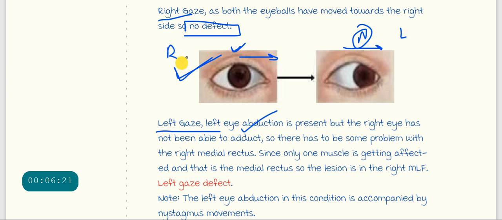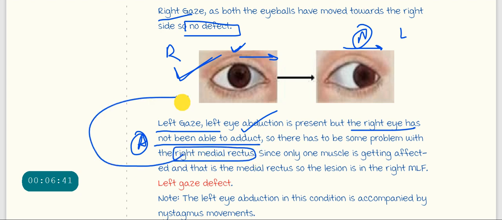Now the right eye has not been able to adduct, so here is an abnormality in the right eye. Okay, so in which muscle would there be a palsy or a problem? There would be right medial rectus muscle palsy or problem. Since only one muscle is affected over here, and that is the medial rectus, the lesion is known as right MLF.